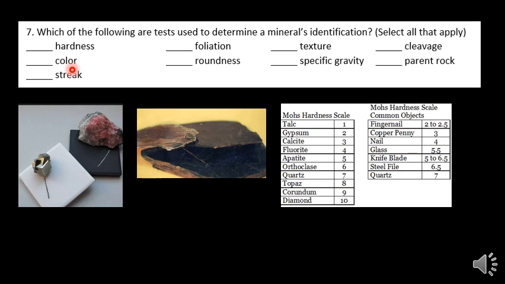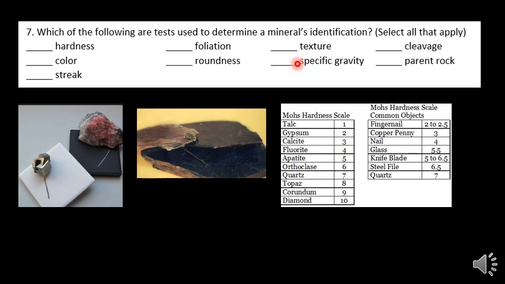Color is a test. It's not a good test, but it is a test. Pyrite is one of the first things that jumps out at you, is that gold color. So it would be considered a test, but it's not the best test. We don't want to depend on it. Things like quartz can come in dozens and dozens of colors, and so it's not something that we want to depend on. Roundness, that's not a test.